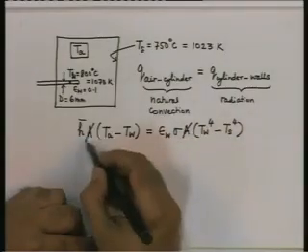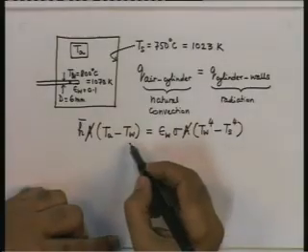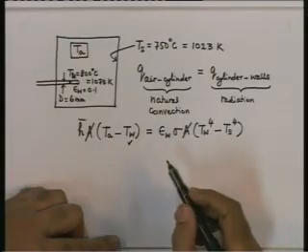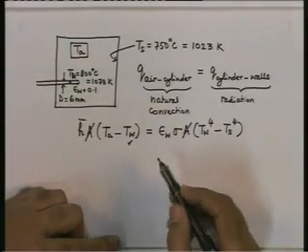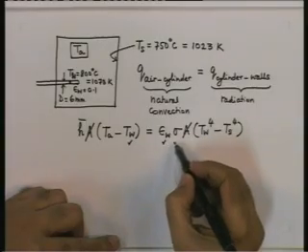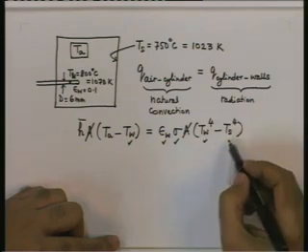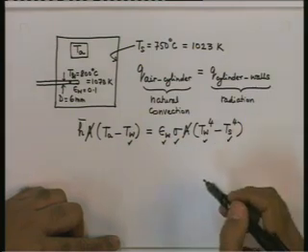The area is common on either side. In this expression, we know the wall temperature, that is the temperature measured by the thermocouple. The emissivity of the wall is given. We know the Stefan-Boltzmann constant. We know the wall temperature, we know the surface temperature.